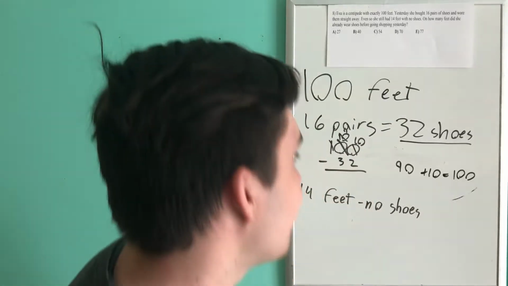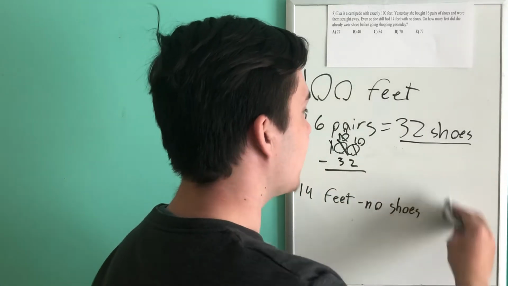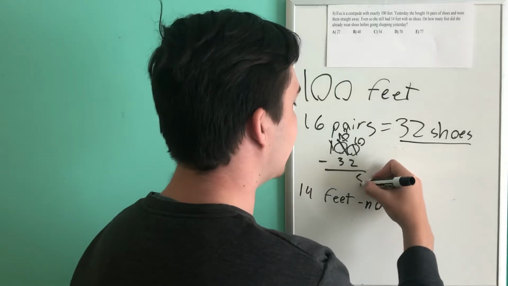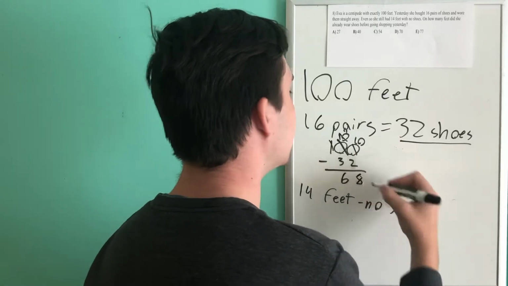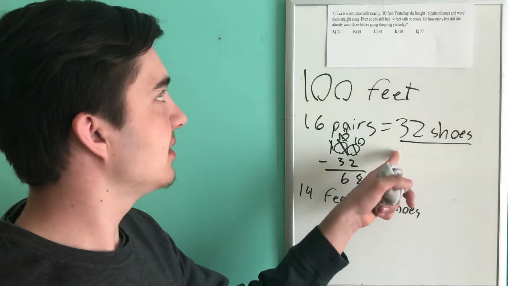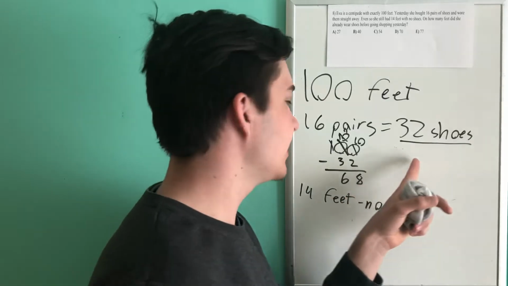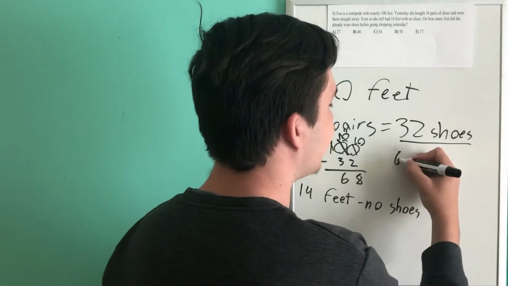So that's all we're doing. We're breaking it down. So now we have a 10 here. 10 minus 2 is 8. And 9 minus 3 is 6. So that means after she buys the 32 shoes, she still has 68 feet.